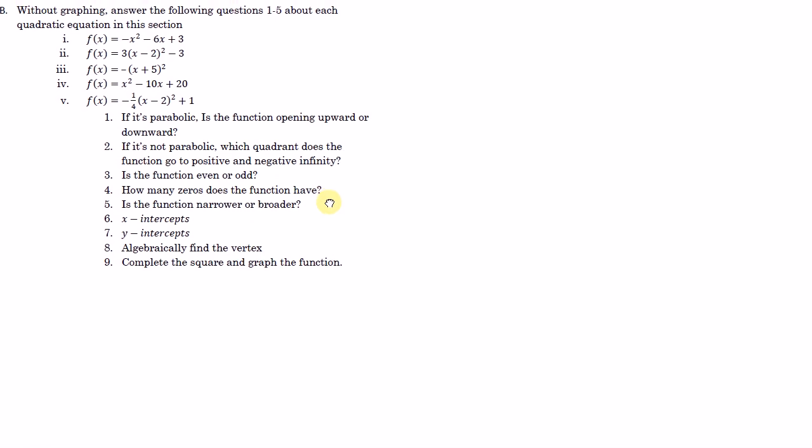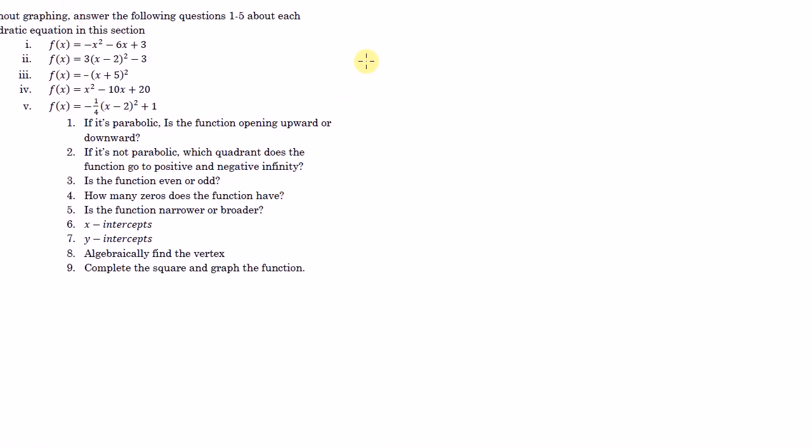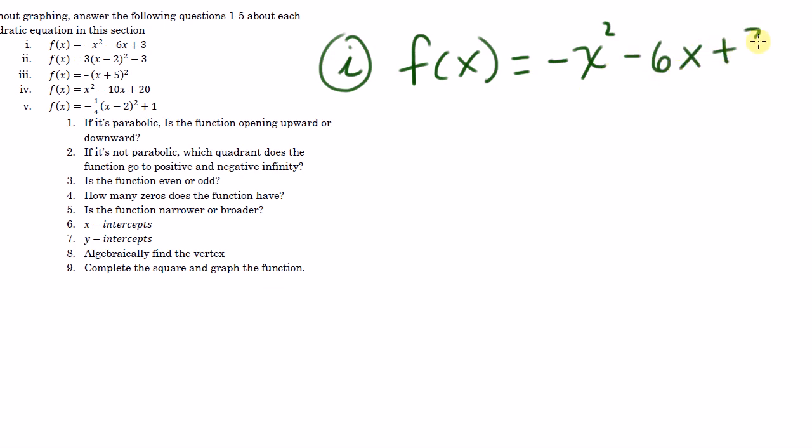Okay, so here we go. This first function, I, we have f of x is equal to negative x squared minus 6x plus 3. This one is parabolic, so the second question is not going to apply. It wants to know if the function is moving upward or downward. It's a negative x squared, so it's going to be downward. The third question: is the function even or odd? This function is even. The highest power is 2, and 2 is an even number. How many zeros does the function have? Well, it could have at least 2.